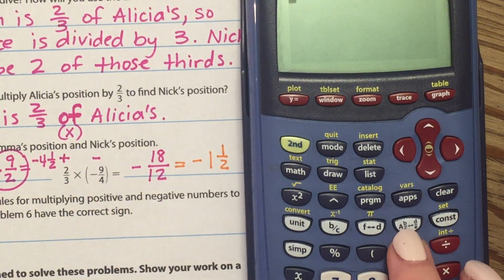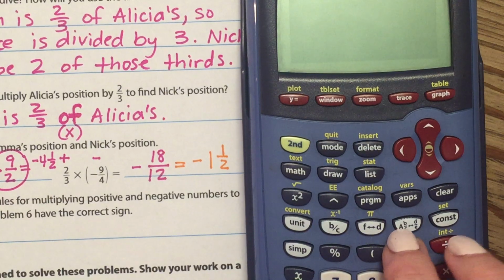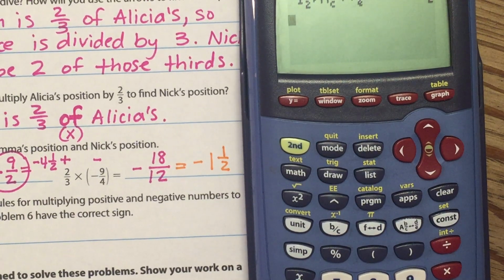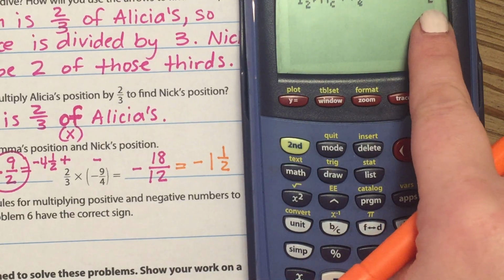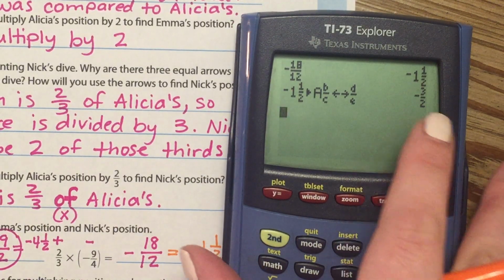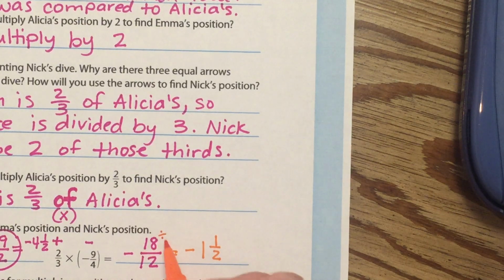If you wanted to know what that was as an improper fraction, you could use that button that's right above my finger here. It's got the A B C to D E and the little arrows. That means mixed number to improper fraction and back and forth. Press that and press enter. It will convert that to an improper fraction of -3/2. And by the way, if we were to divide the top and bottom of this one by 6, that's how we would land at -3/2.